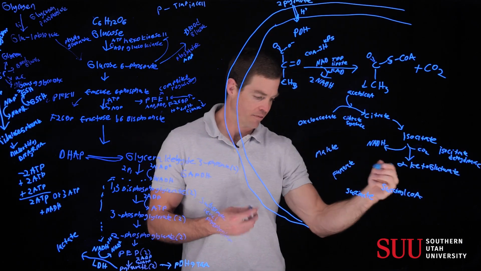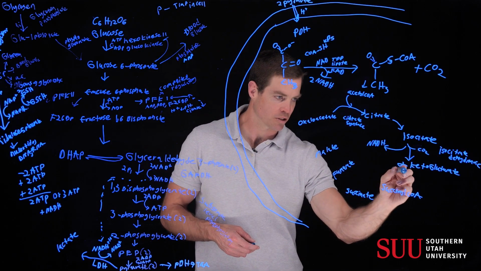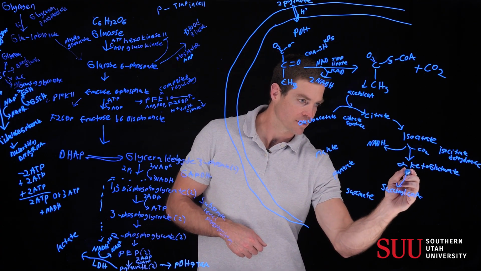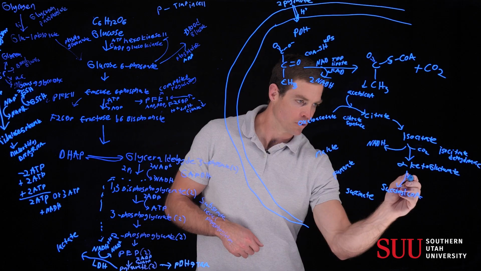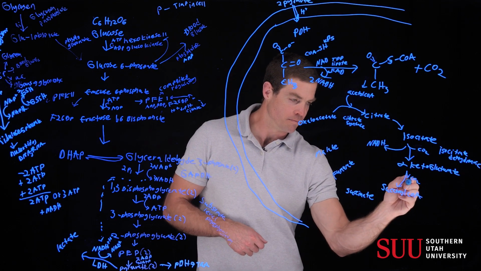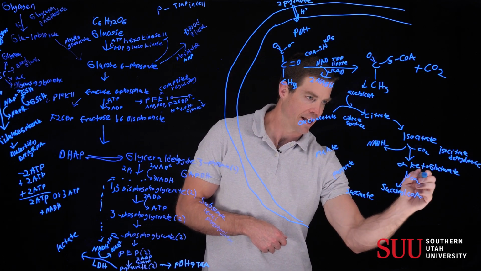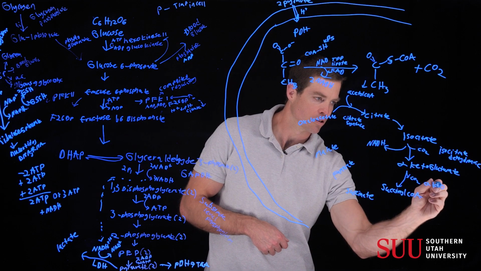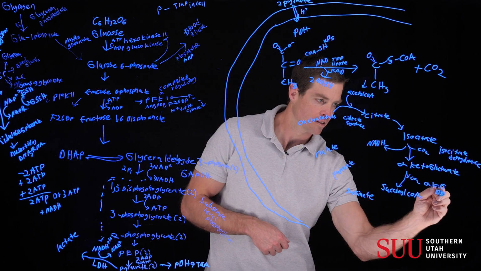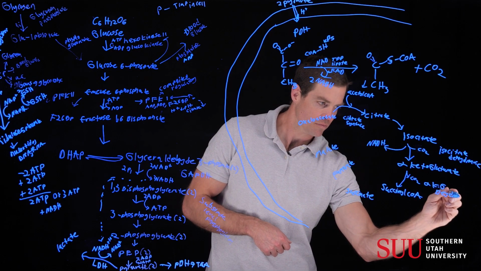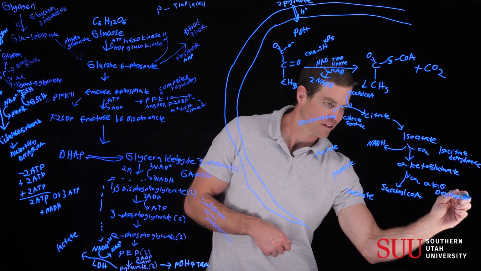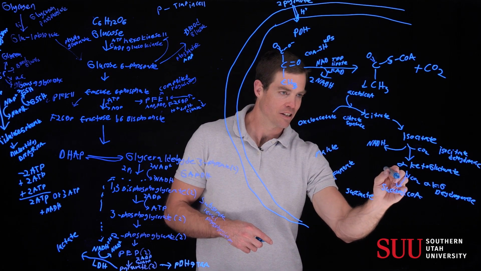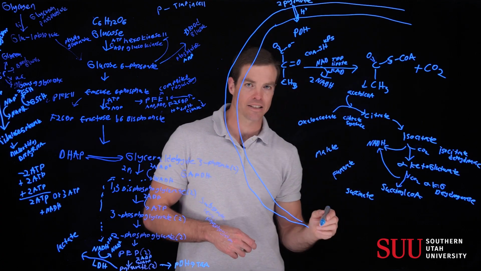Now, the very next step is also a key regulatory step. Taking alpha-ketoglutarate to succinyl-CoA also gives us a CO2, and the enzyme is simply called alpha-ketoglutarate dehydrogenase. Okay, because of the dehydrogenase reaction, what's going to happen? Look, you're getting another NADH, right?